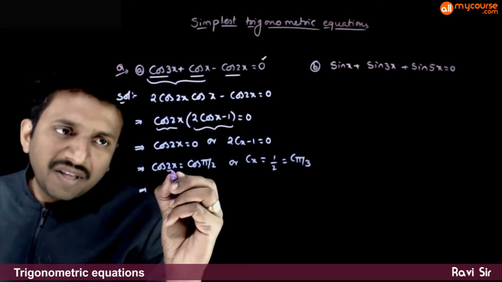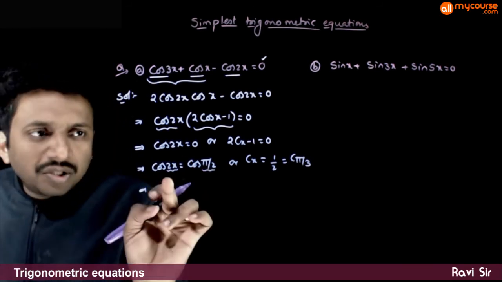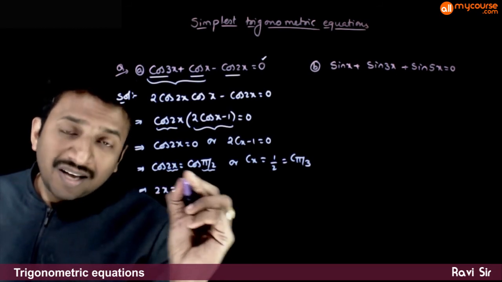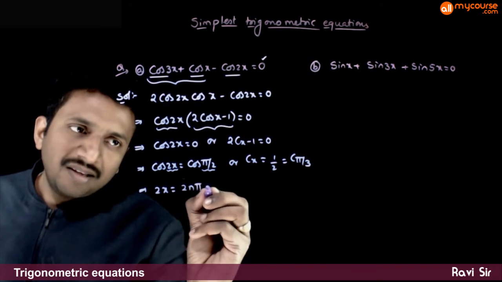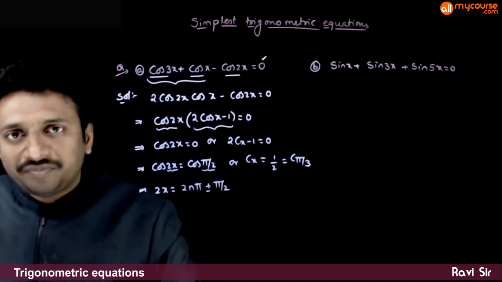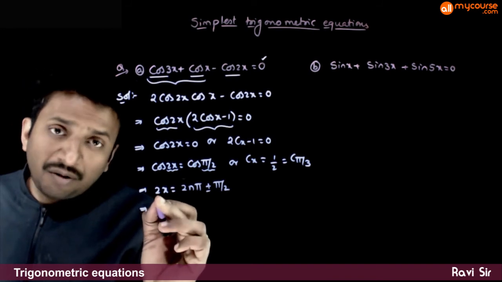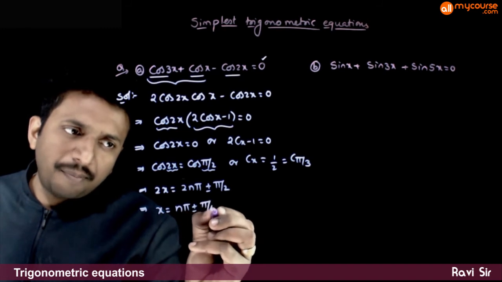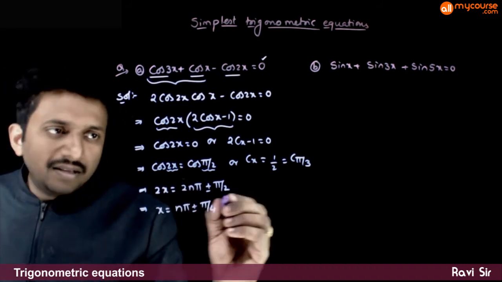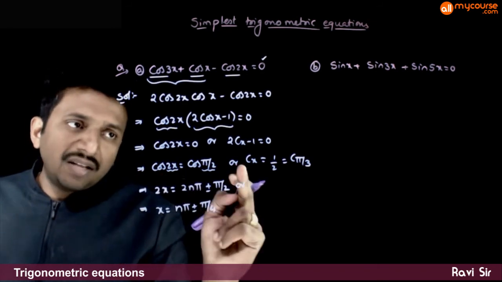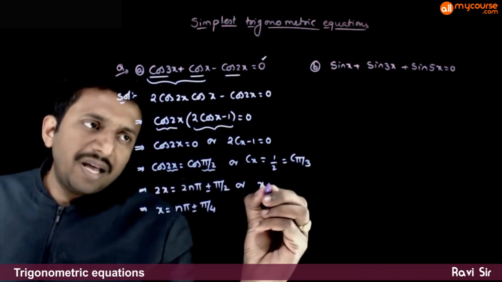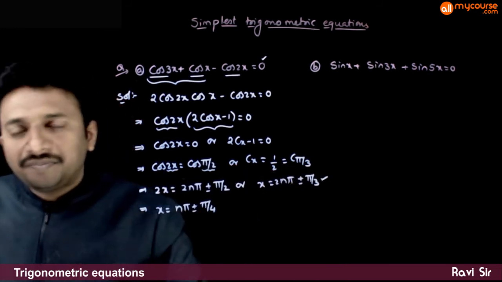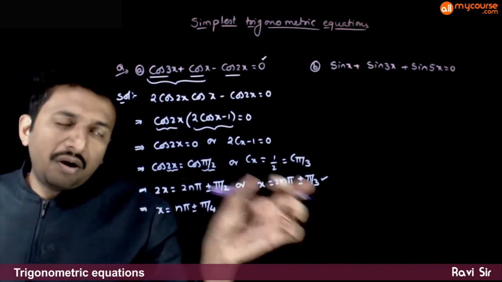So now if cos of something is equal to cos of something, cos 2x is equal to cos pi by 2, what is the solution? 2x is equal to 2n pi plus or minus pi by 2. Once you have the value of 2x, if you divide by 2, x will be equal to n pi plus or minus pi by 4. This is one solution. Otherwise, cos x is equal to cos pi by 3, which implies x is equal to 2n pi plus or minus pi by 3. So you have either this solution or this solution.